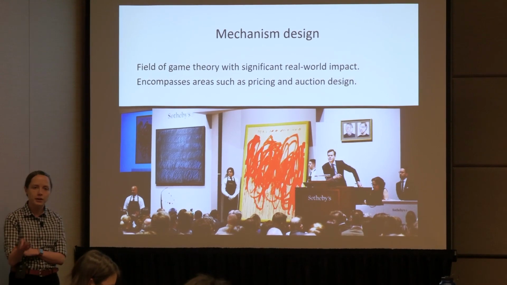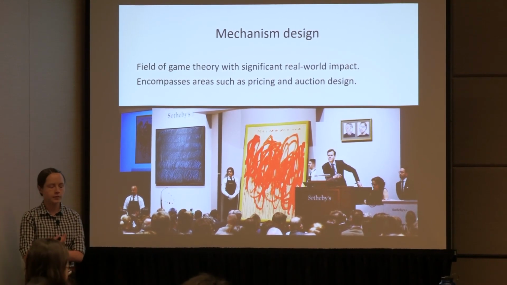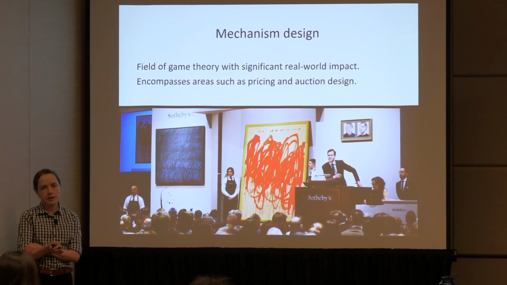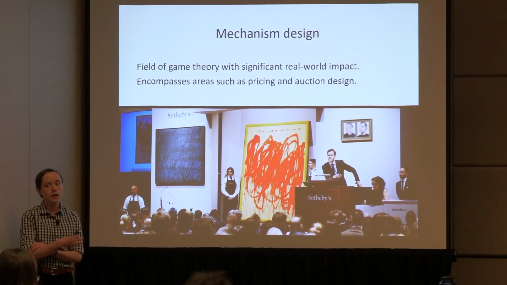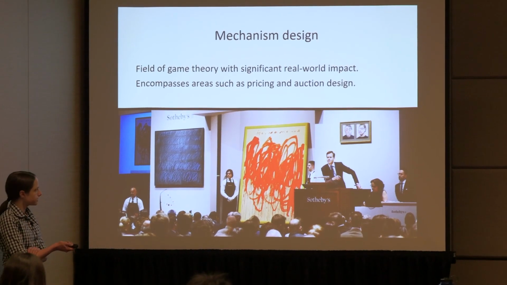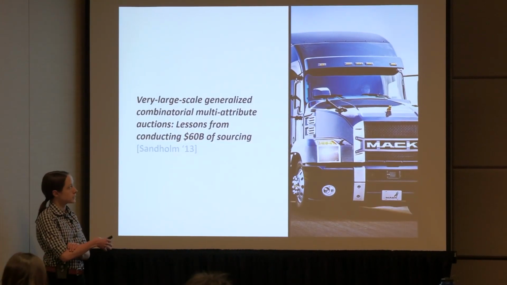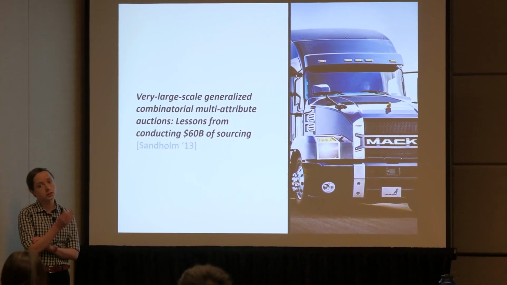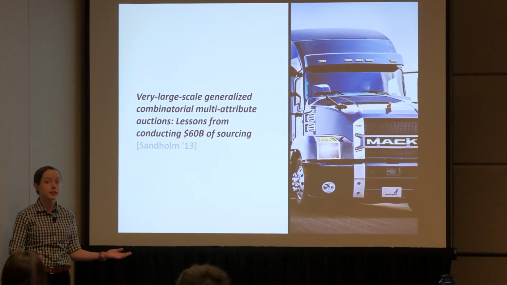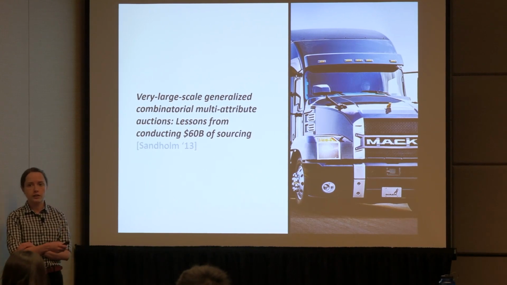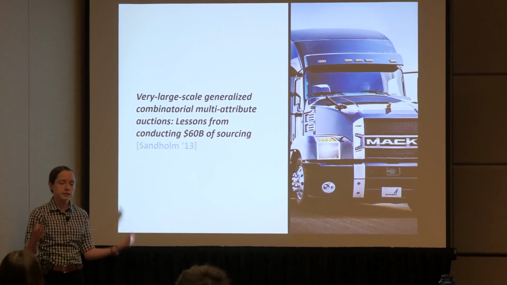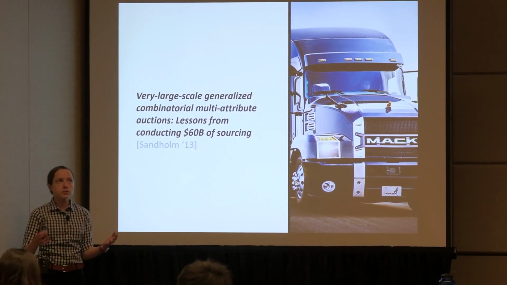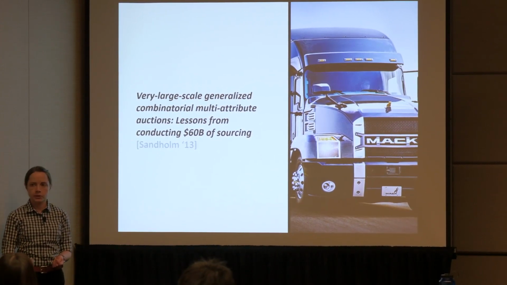Mechanism design is a field of game theory with significant real-world impact, and it encompasses areas like pricing and auction design. To start off, I want to give a couple of examples of large-scale mechanisms in the real world. The first is sourcing auctions, which Tuomas, who will speak next, has worked a lot on, and in fact, he's moved around billions of dollars in sourcing auctions. Sourcing auctions are basically the way in which large companies like Procter & Gamble get the goods and services they need to run their operations.